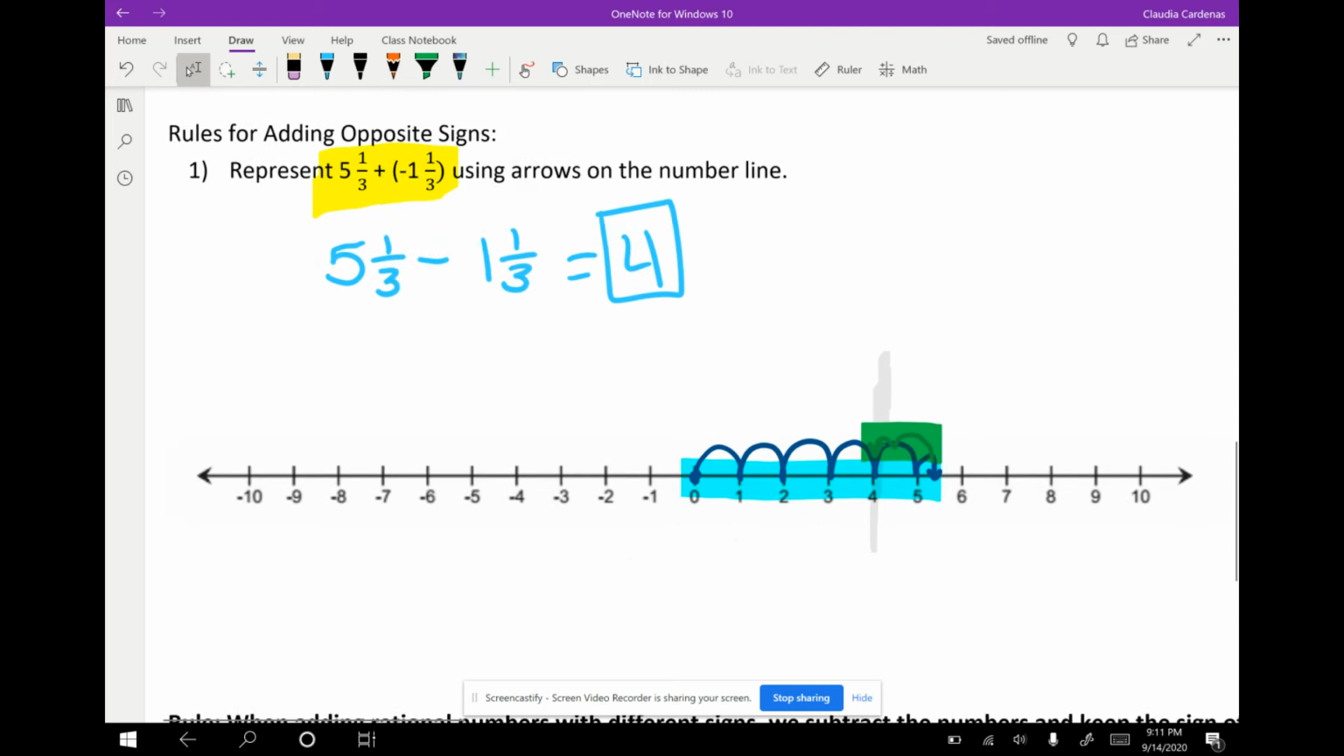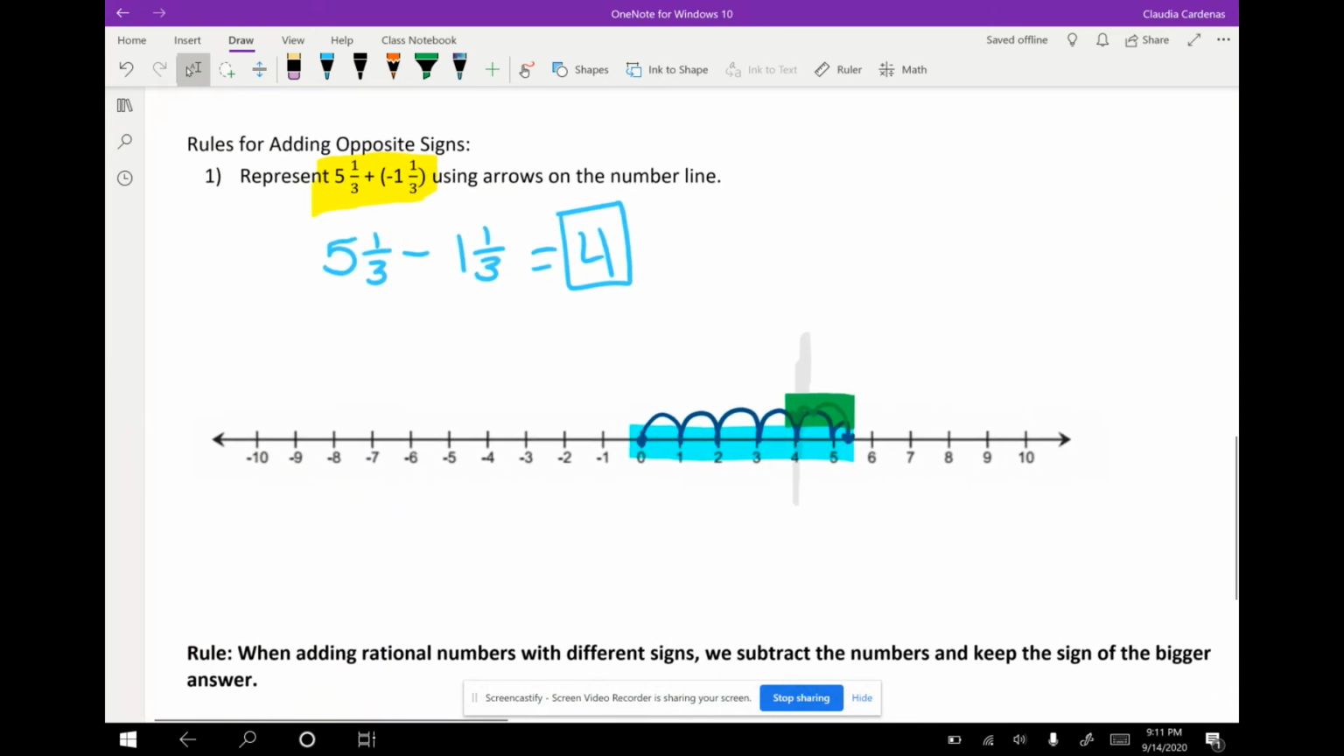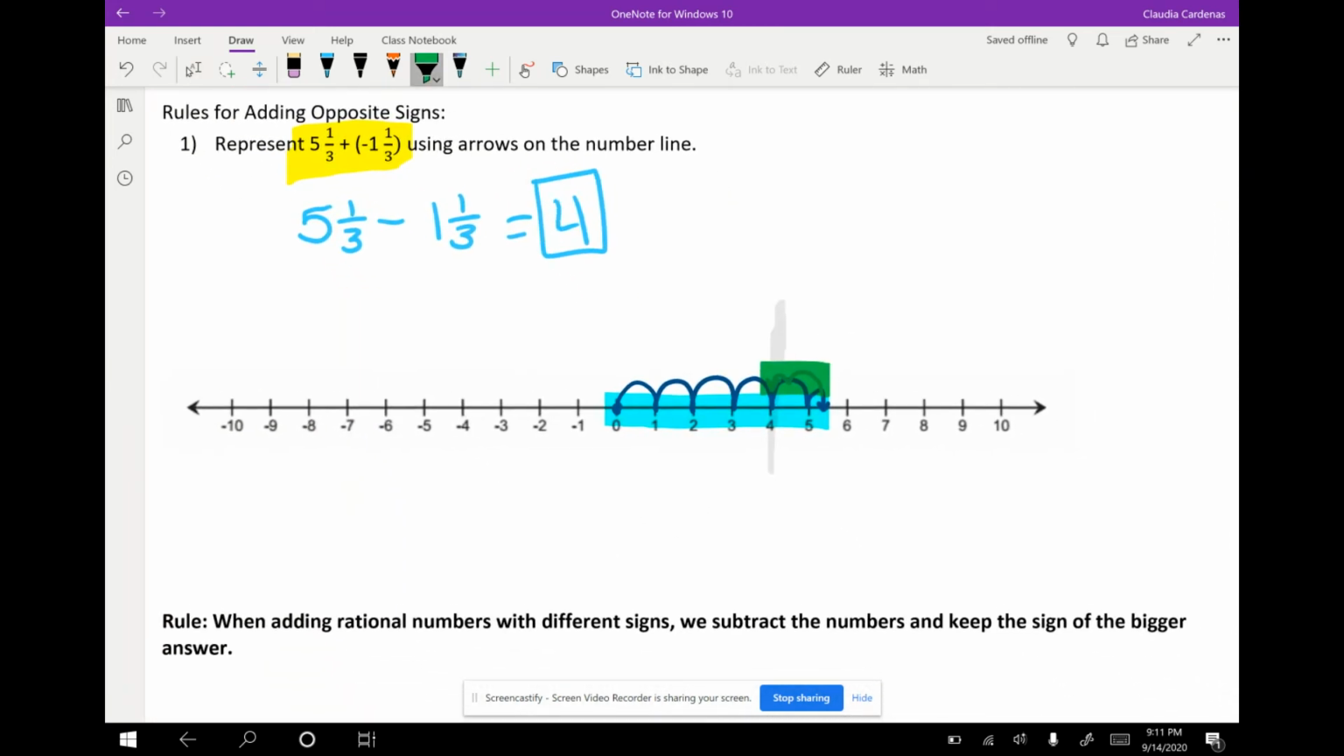So let me zoom back out again because I already had it typed up for us. So I want you to go ahead and add this to your notes. When adding rational numbers with different signs, we subtract the numbers and keep the sign of the bigger number. I'm sorry, it shouldn't be the bigger answer. It should be the bigger number on our answer.